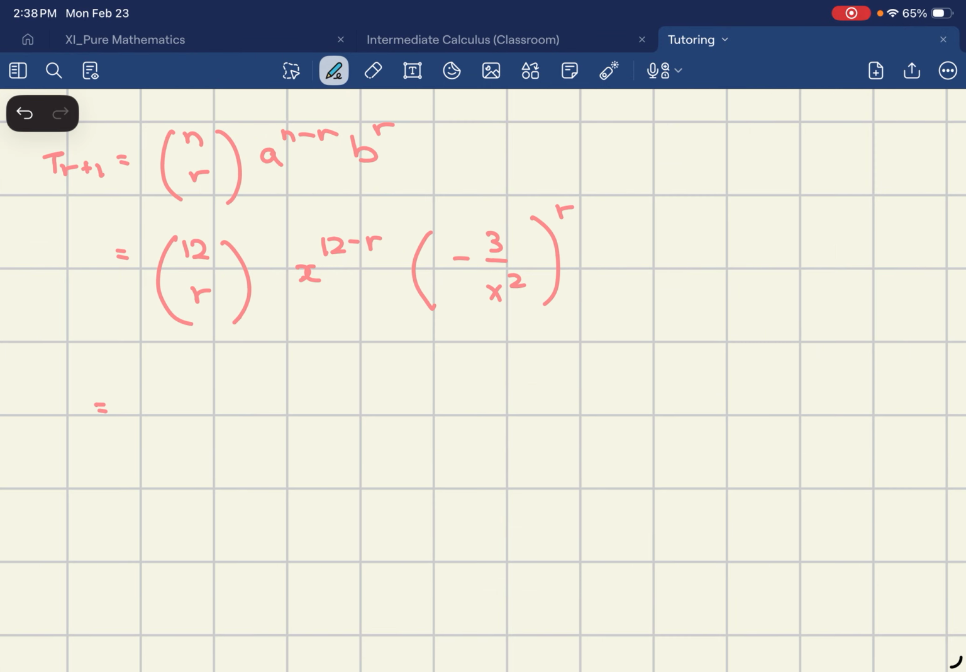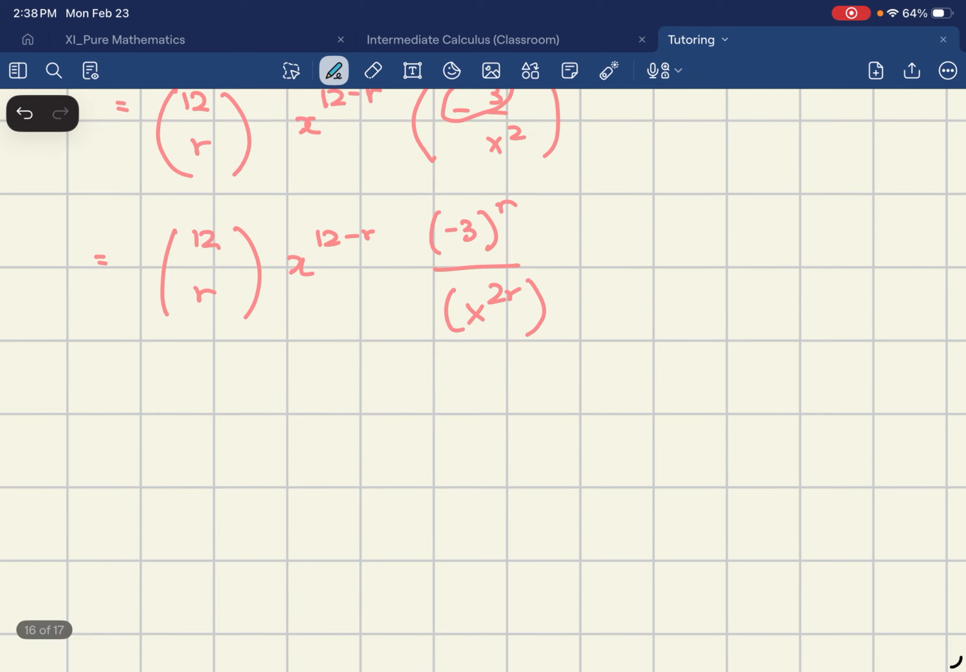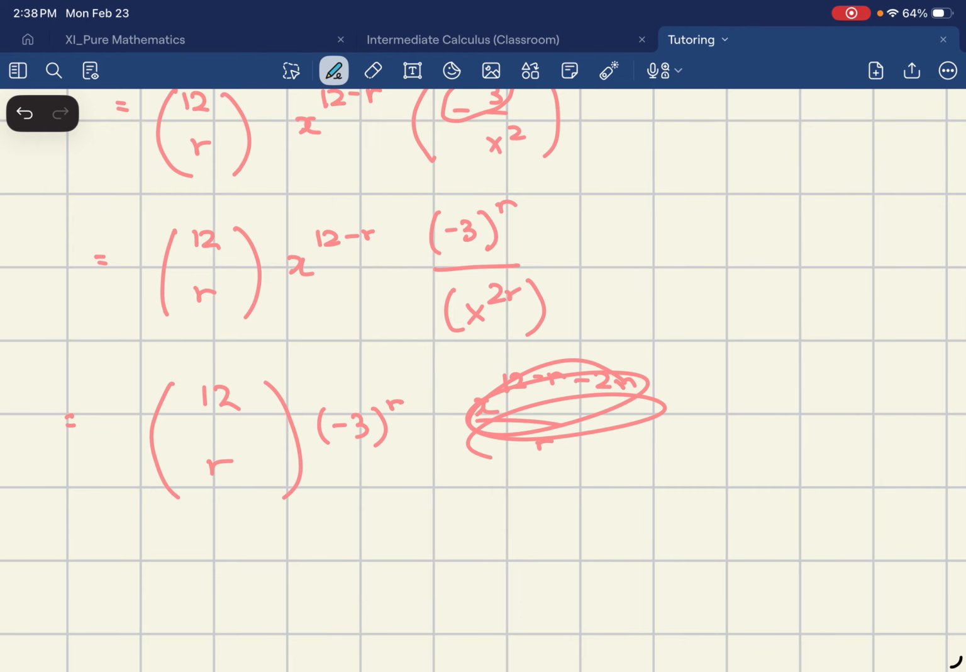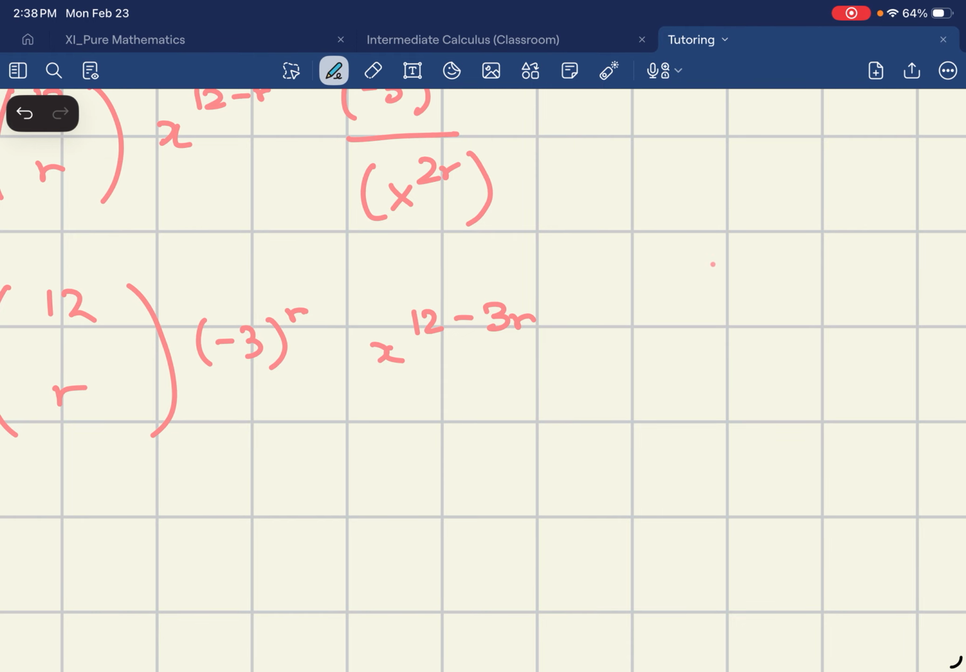Now let's simplify. I have 12 choose r, x to the power 12 minus r, and in the numerator I have minus 3 to the power r. In the denominator, I'm clubbing the negative with the numerator, x to the power squared times r, that is 2r. And I can simplify this further. I have 12 choose r times minus 3 to the power r. That is going to be my coefficient term. And I have x to the power 12 minus r divided by x to the power 2r, and that is 12 minus r minus 2r using the laws of exponents. So I have x to the power 12 minus 3r. And I want x to the power 0.